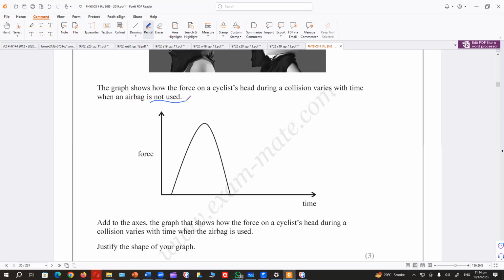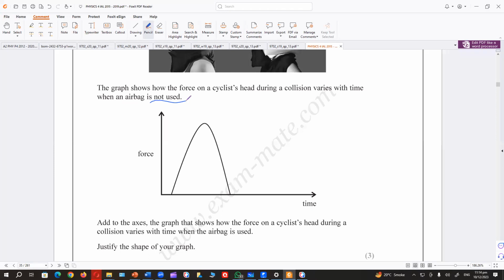So if they use an airbag, do you expect the force will be the same, high, or will it come down? So basically, the force would be at the same height, but the time would be longer, I think. The time of contact will increase.